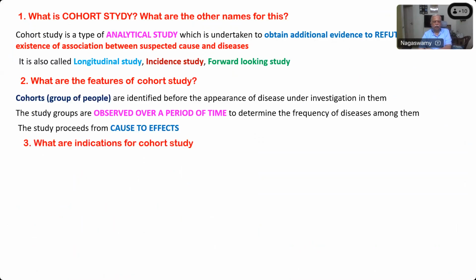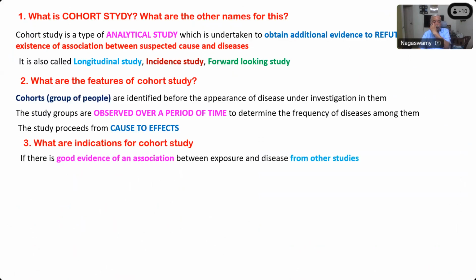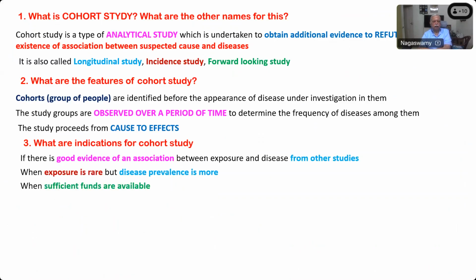What are the indications for doing a cohort study? When there is good evidence of association between exposure and disease from other studies, then you can undertake a cohort study. When exposure is rare but disease prevalence is high, then also you can do a cohort study. When sufficient funds are available, because it is quite an expensive study, and attrition of the study population is minimal, meaning people dropping out from the study should be very few.